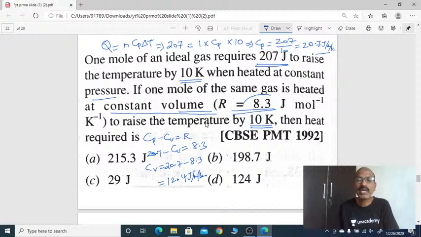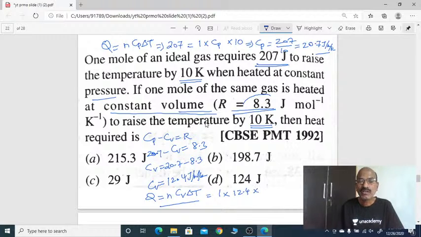So we know that Q, the quantity of heat required, equals N Cv delta T at constant volume. N, the number of moles, is given as 1, into Cv, the specific heat at constant volume, which is 12.4, into the rise in temperature, 10. You will get 124 joule. So D is the correct answer.